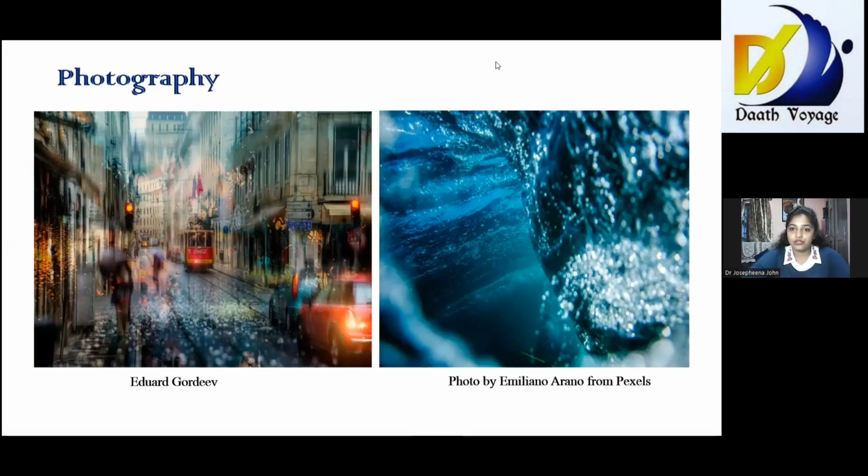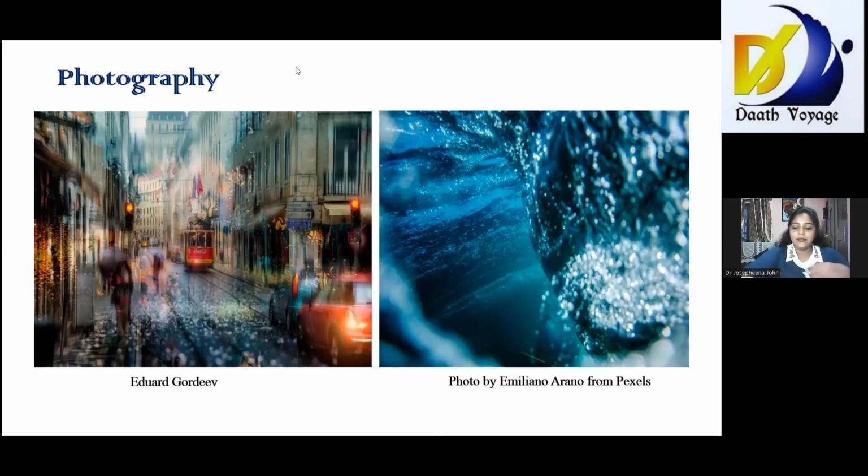And the second photo that you see is by Emiliano Arano from the series called Pixels. This is most modern art, and this is most modern photography. It's water, and you see a bokeh effect of the water. This is exactly how a person sees water underwater, this is how it seems. But it's not real, it's not lifelike, it's not very crystal or HD kind, but it has an impression in our minds.